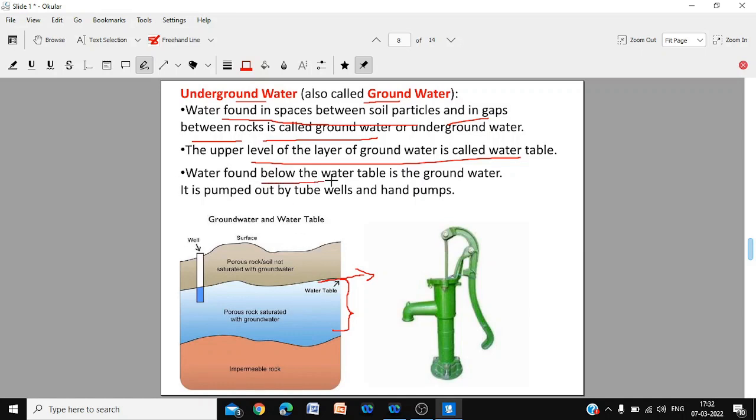Water below the water table is the groundwater. So this is the upper layer, water table, and below this what you are getting is groundwater, also called underground water. You can pump it out by using wells or using tube wells. By using tube wells which are sunk deep inside, you can get water from tube wells.